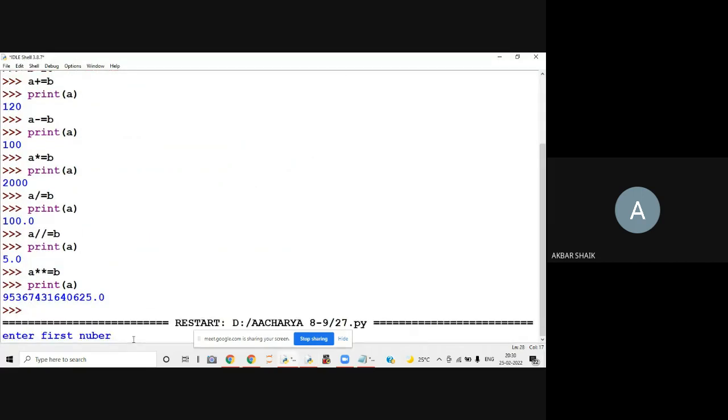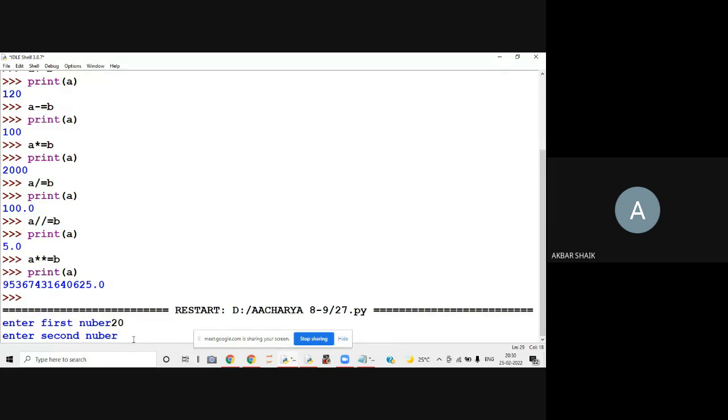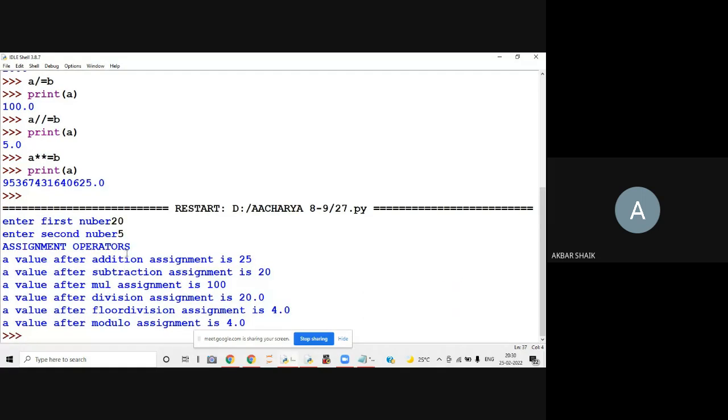Enter first number, I am giving 20. Second number, I am giving 5. After addition assignment, A plus equals B, that is 20 plus 5, A value is 25. After subtraction assignment, A value is 25 minus 5, that is 20. After multiplication assignment, A value is 20 and B value is 5, 20 into 5, that is 100. After division assignment, your A value is 100 and B value is 5, 100 by 5, that is 20.0.